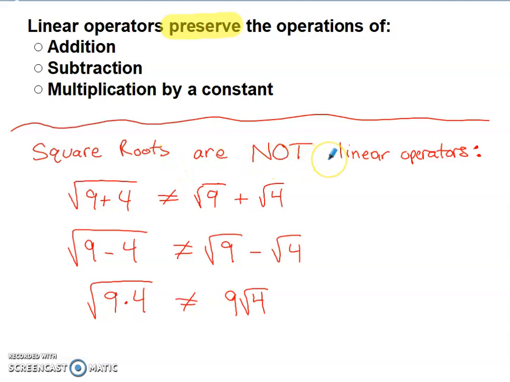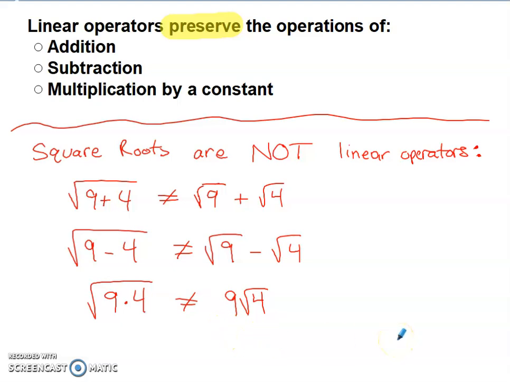Square roots are not linear operators. The reason why square roots are not linear operators is because I cannot take the square root of 9, add on the square root of 4 in order to get the answer to the square root of 9 plus 4. In other words, the square root of 9 plus 4 under a single root does not equal the square root applied to each number separately and then added together. The square root calculation does not preserve the operation of addition. Similarly, it does not preserve the operation of subtraction, and it doesn't preserve the operation of multiplication by a constant.